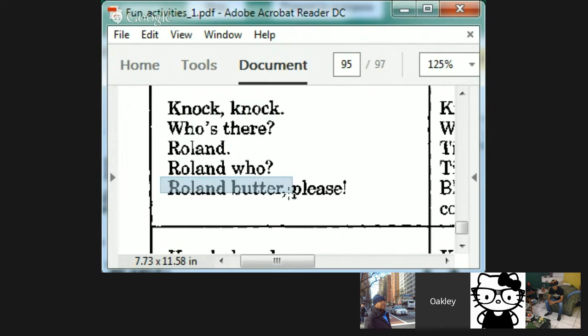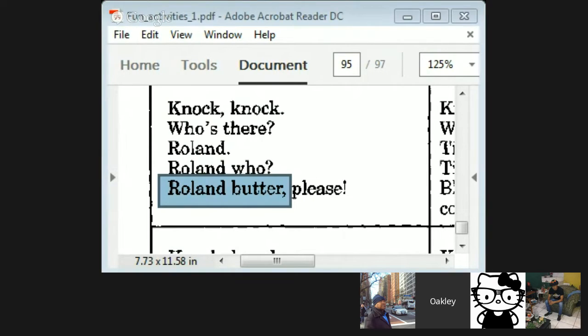Okay, Egbert, what does this sound like? The sound? Yes, what does it sound like? Roland butter, please. Roland butter. It sounds like roll, a piece of bread, and butter. Roll and butter.